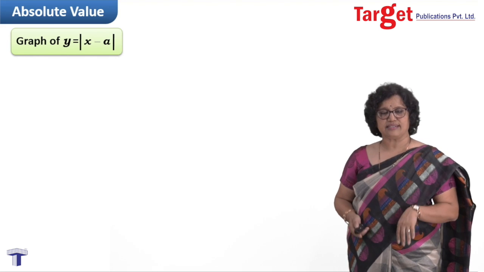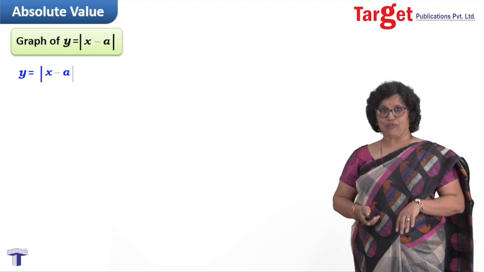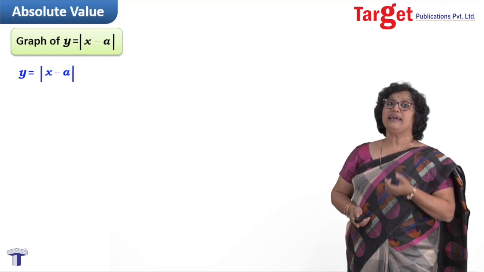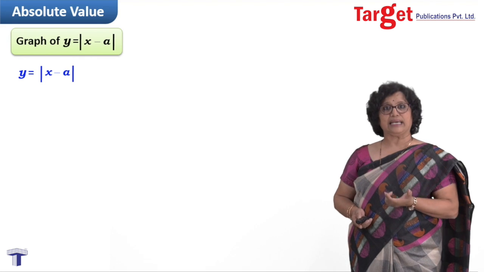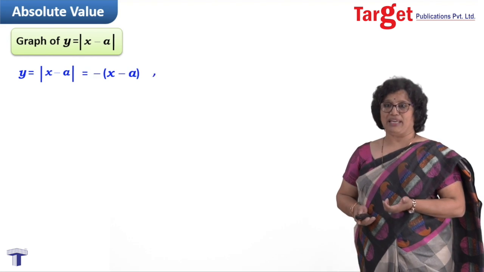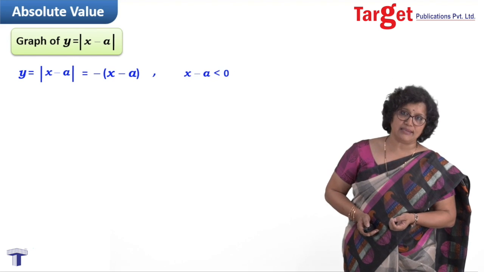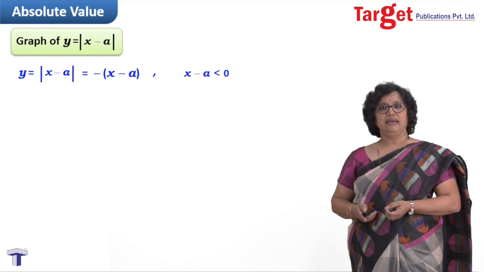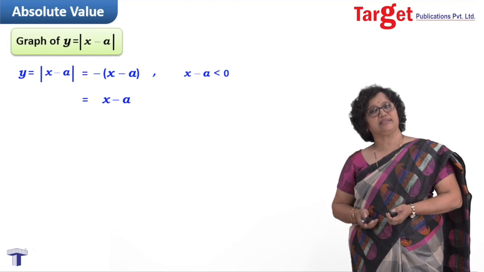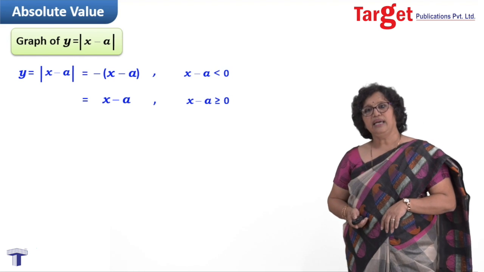Because with the help of graph, I can easily understand how absolute value of x minus a changes as x minus a changes. So again, we will go by definition that I will have to write for absolute value of x minus a, quantity written between two vertical lines. If that is negative, then we need to multiply by minus 1. So if x minus a is less than 0, then absolute value of x minus a would be minus of x minus a. And obviously, in case of x minus a non-negative, it simply remains the same as x minus a.